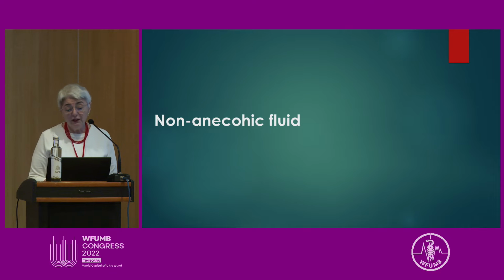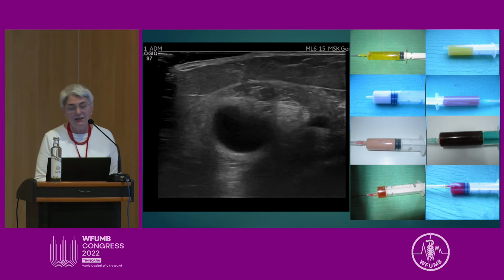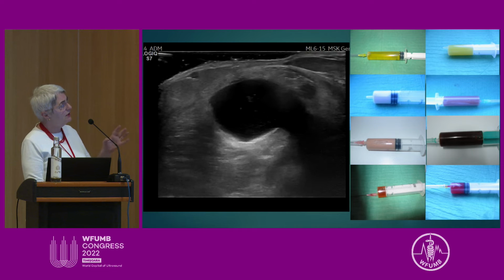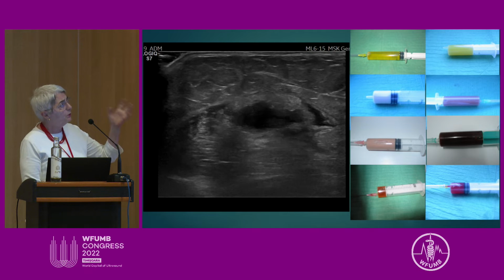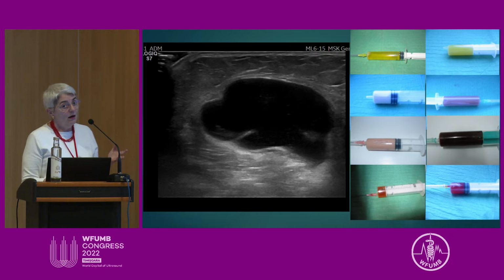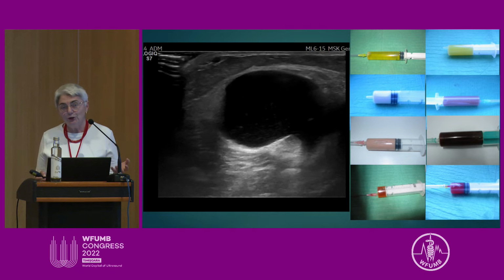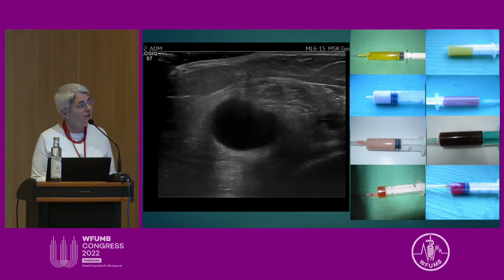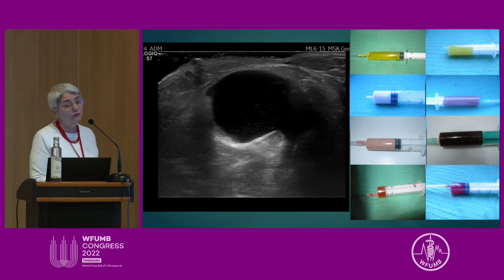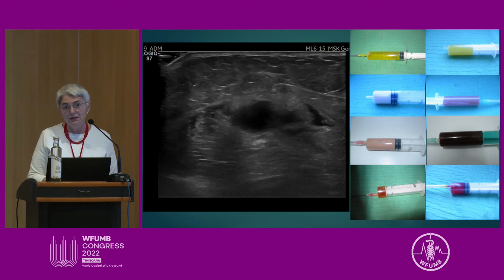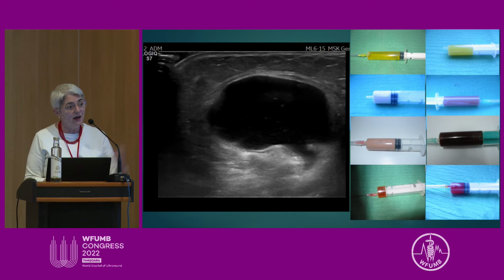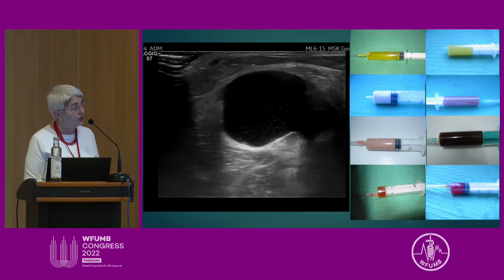But if the fluid is non-anechoic, we have some problems. Because, for example, this Baker cyst is non-anechoic, has a hyperechoic spot, has septa, has proliferated synovia. Most probably it is inflammatory. But without some history and without synovial fluid analysis, we'll never know. Even blood inside the cyst can give this appearance, as Christian already showed us.